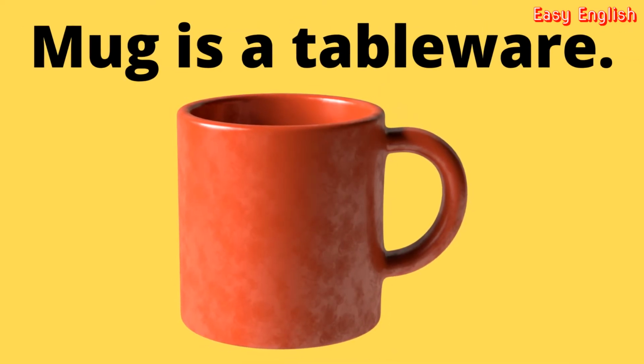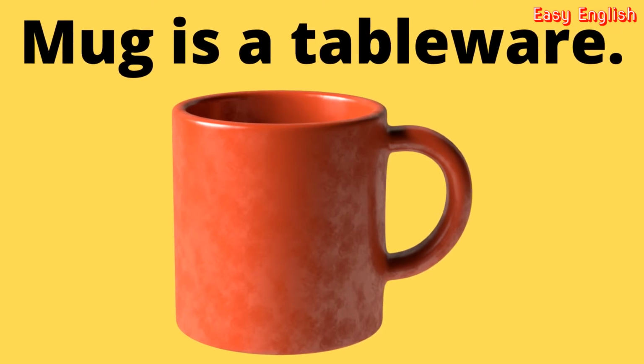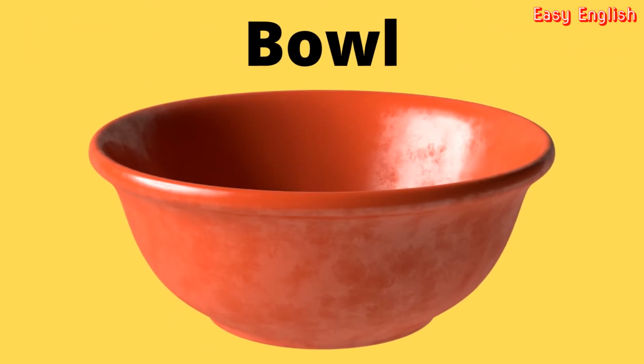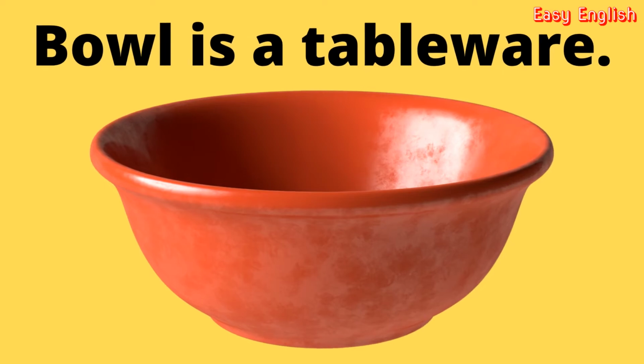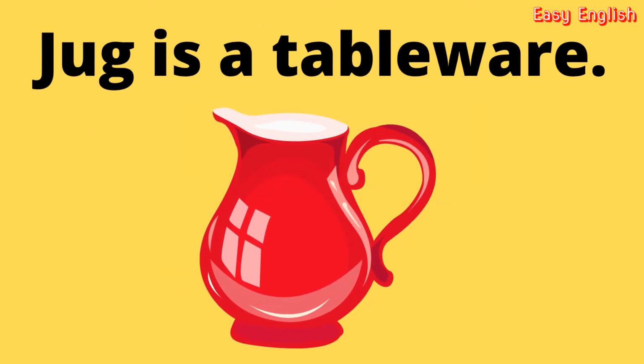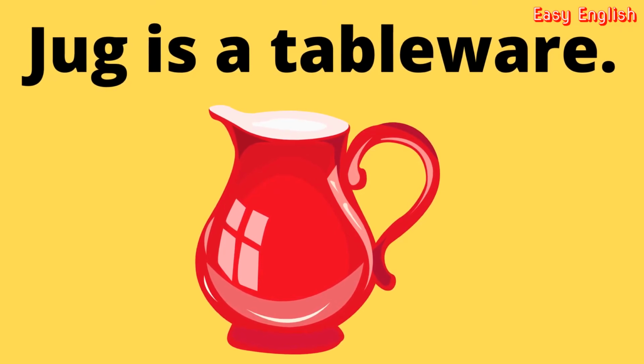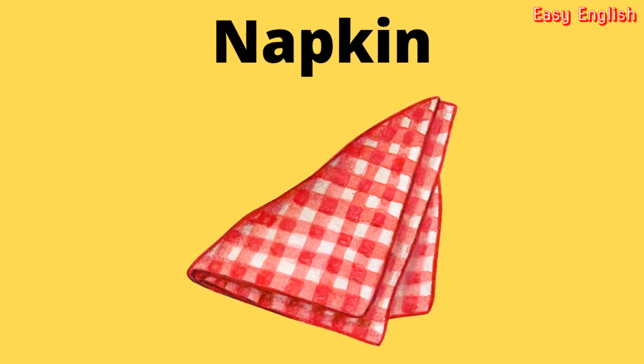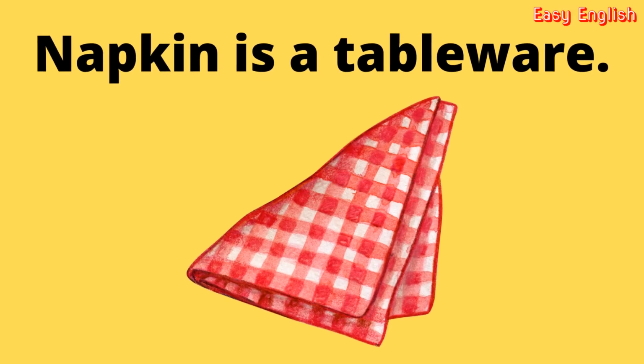Mug. Mug is a tableware. Bowl. Bowl is a tableware. Jug. Jug is a tableware. Napkin. Napkin is a tableware.